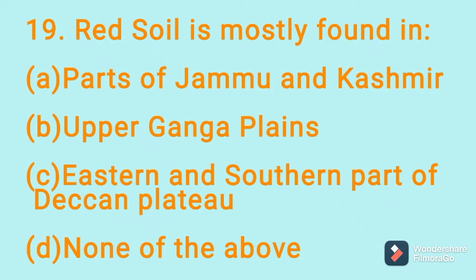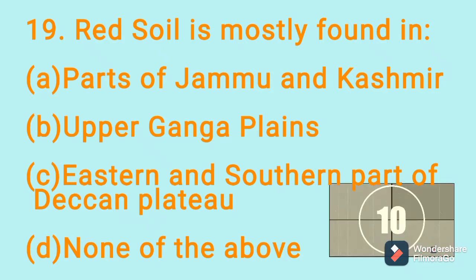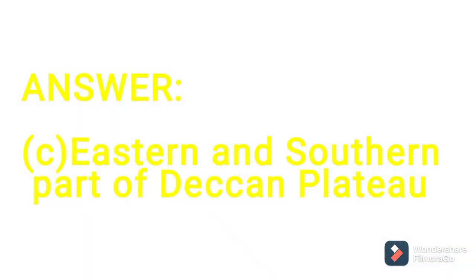19th question. Red soil is mostly found in option A parts of Jammu and Kashmir, option B Upper Ganga Plains, option C eastern and southern part of Deccan Plateau, option D none of the above. And the answer is option C, eastern and southern part of Deccan Plateau.